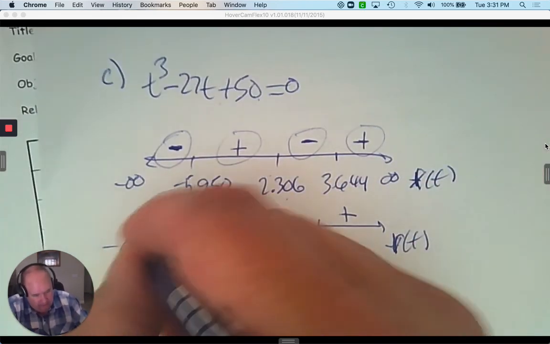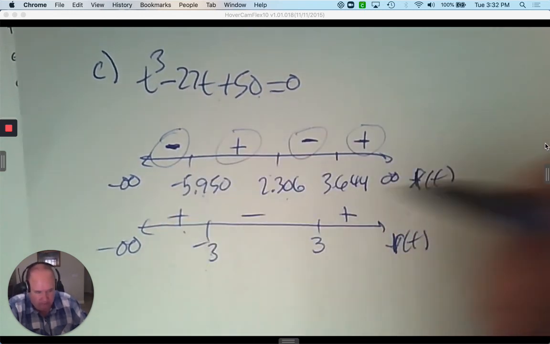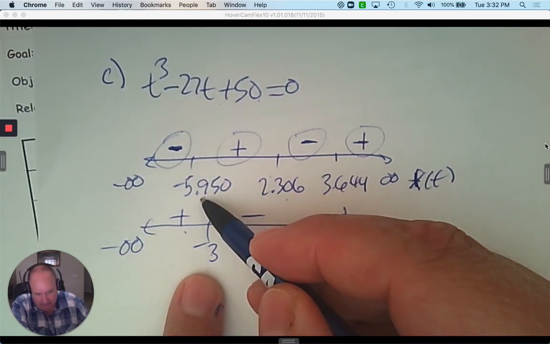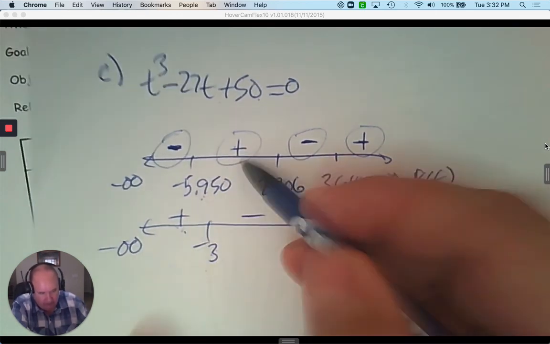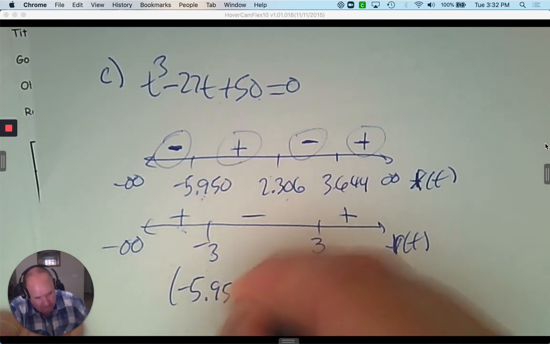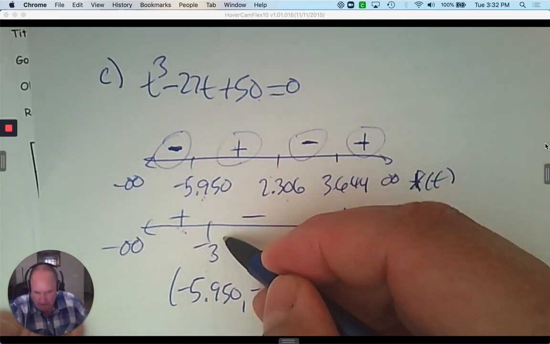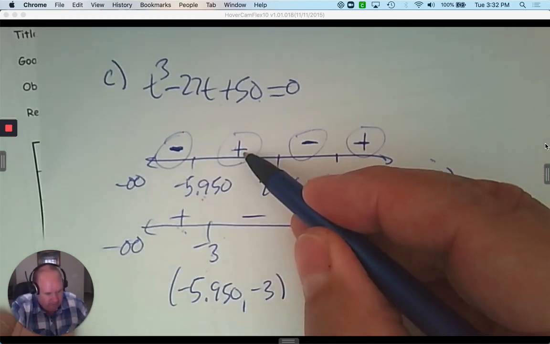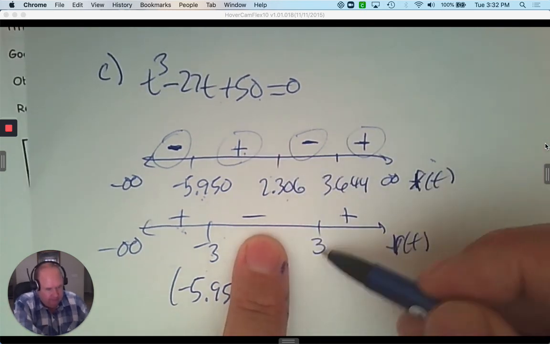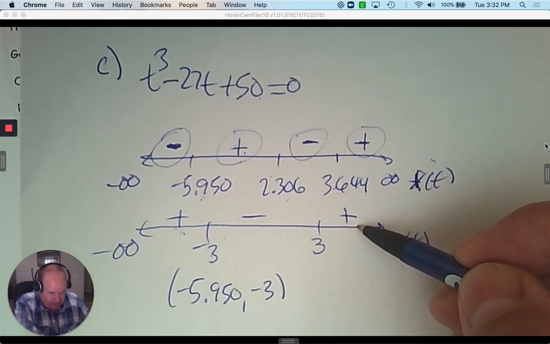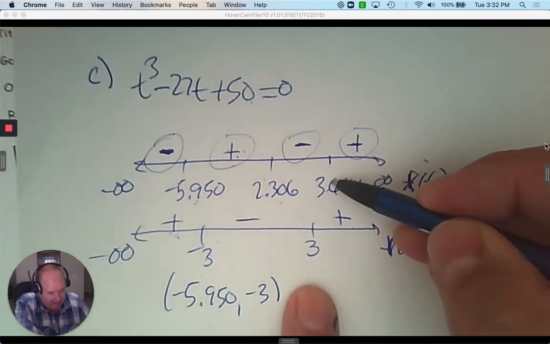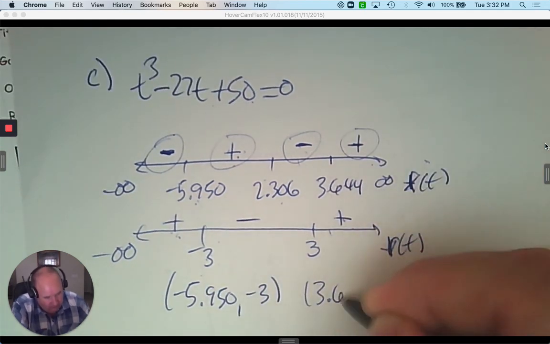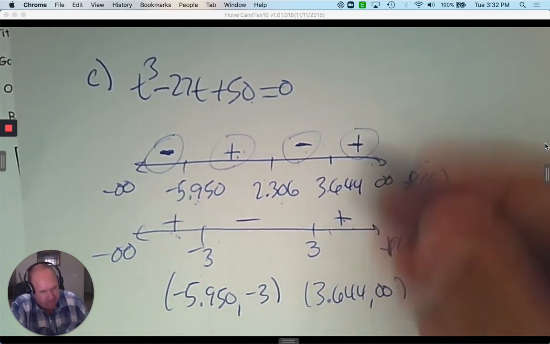So from negative infinity to negative 3, the signs don't match. But from negative 5.950 to negative 3, they're both positive, the velocity and the position. Then it stays positive, so they don't match. It becomes positive again after 3. So at 3 they're not matching, but from 3.644 to infinity, they both are positive.